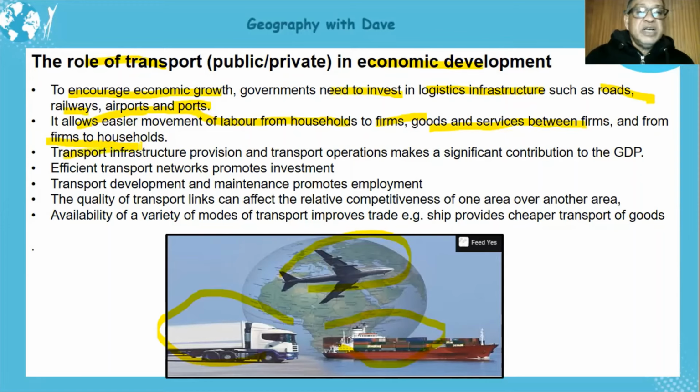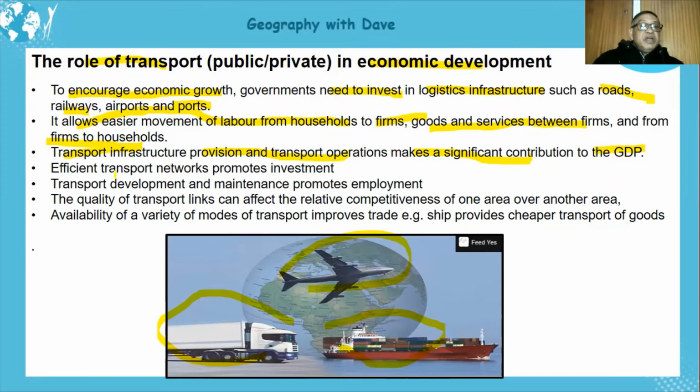Transport infrastructure and the provision of transport operations make a significant contribution to the GDP. The costs involved, and the outcome in terms of payments, etc., transporting goods is a cost. There's cost involved. And each time those costs are involved, you understand, it comes back to the GDP also of the country. Okay, so it does contribute to the GDP.